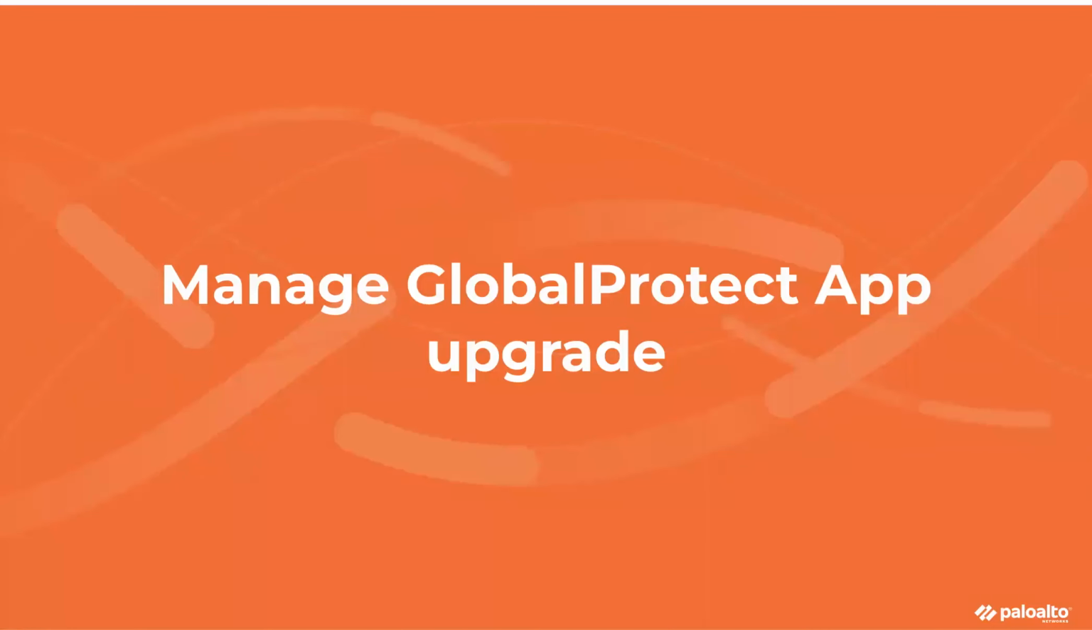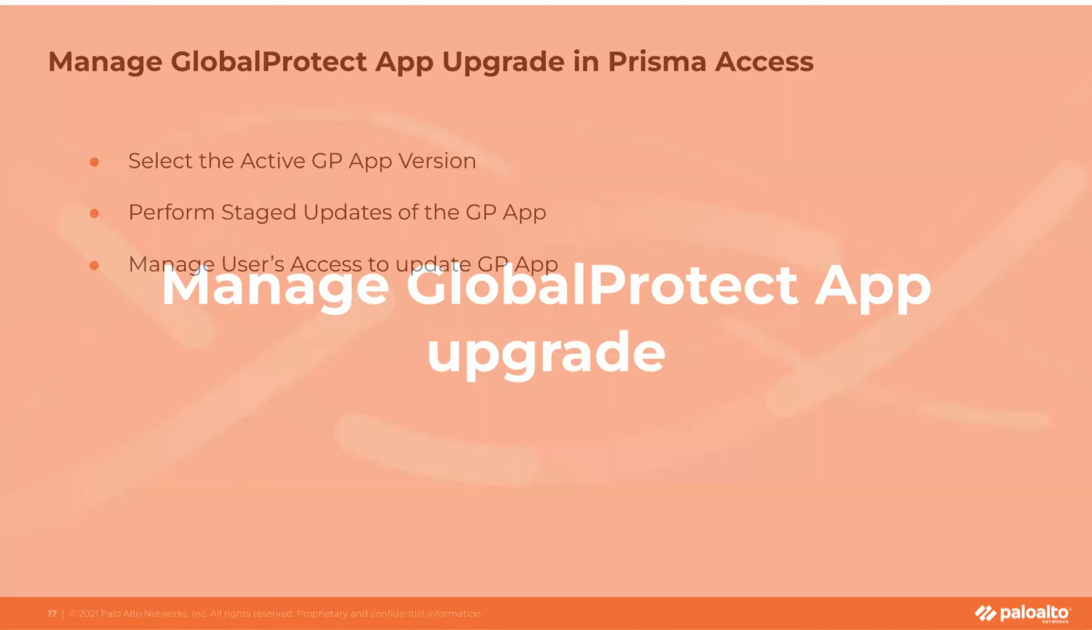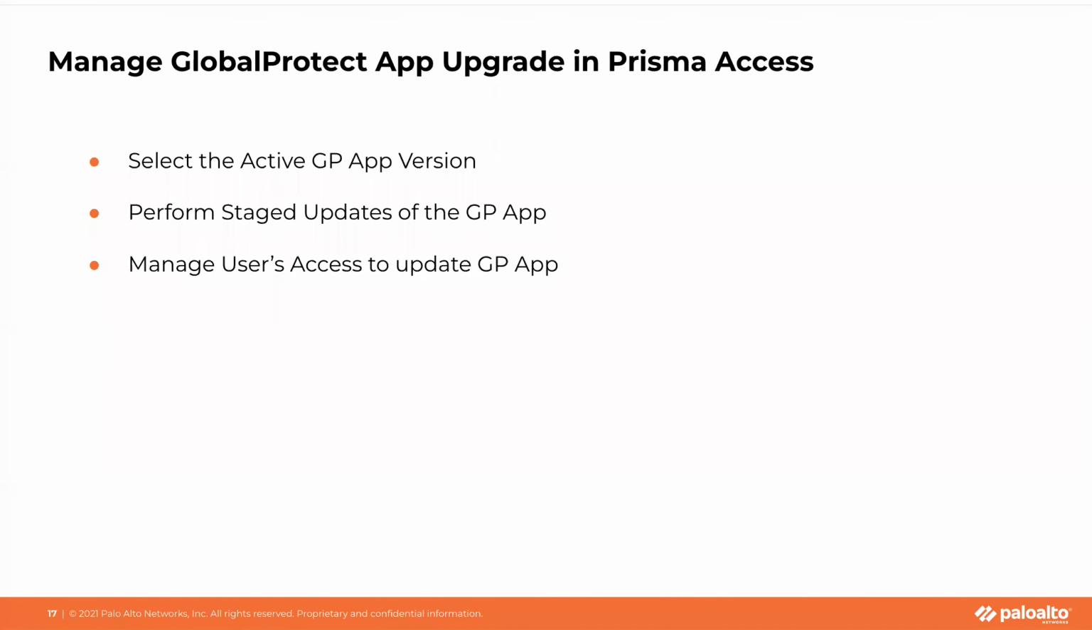Next, we're talking about managing GP app upgrade. So Prisma Access hosts GP app versions that macOS and Windows users in your organization can download from the Prisma Access portal. Prisma Access offers several versions of the GP app, and you can choose to make one of those versions the active version.